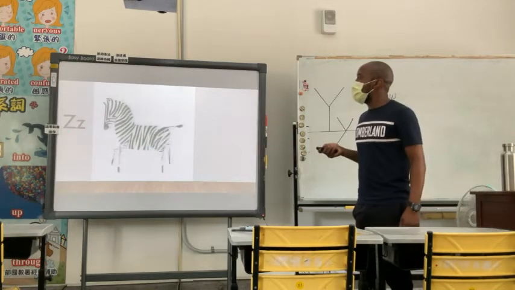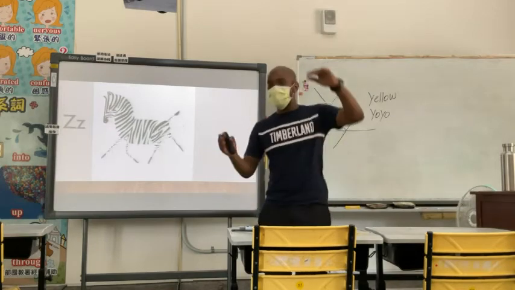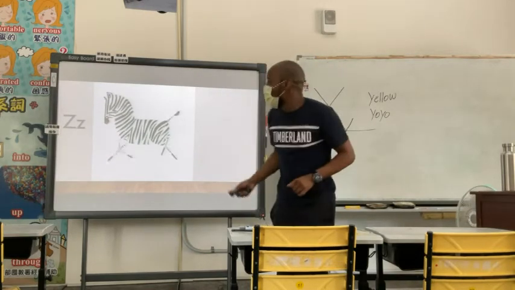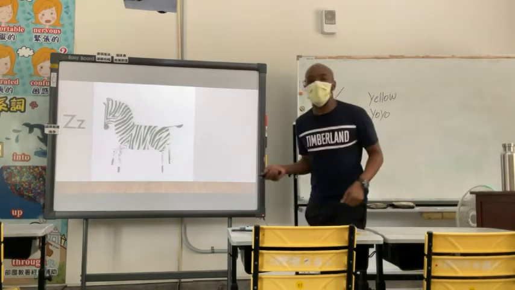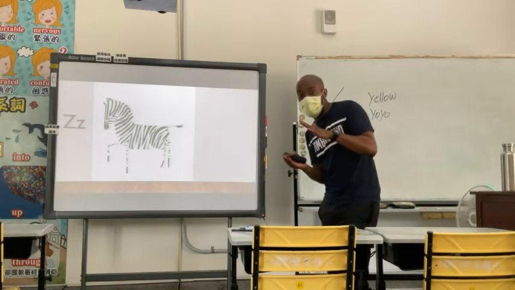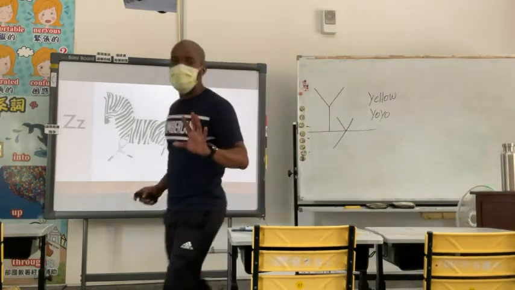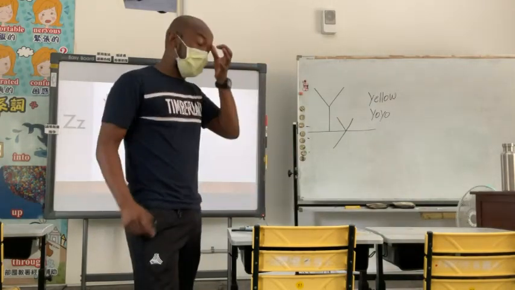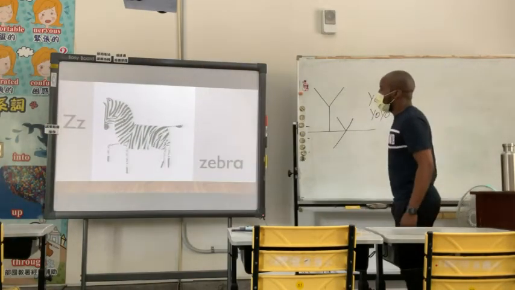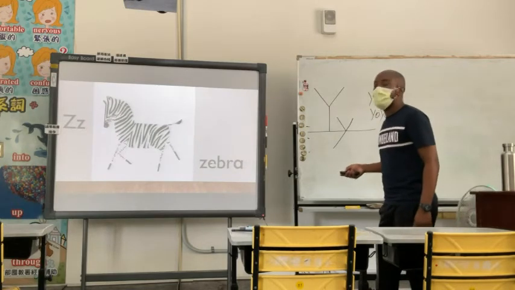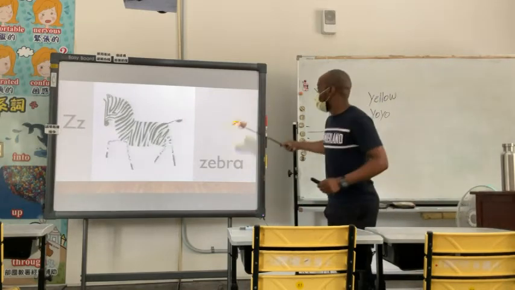So Z, Z, Z. Okay? So we have Z and Z. So big Z, small Z. What is this? It's zebra. Listen to me carefully, it's zebra. One more time, zebra. Let's find out if we're correct. Ah, we have zebra. Now, I think possibly this is our last one.